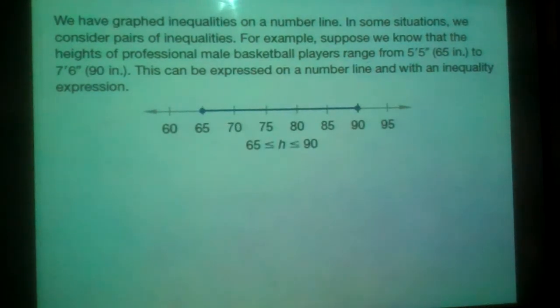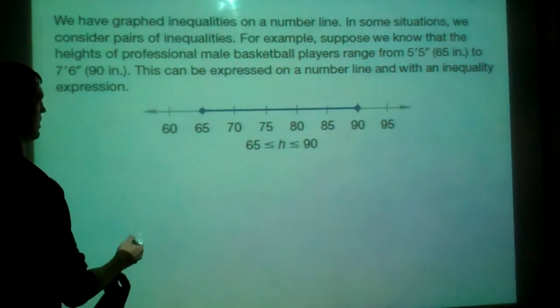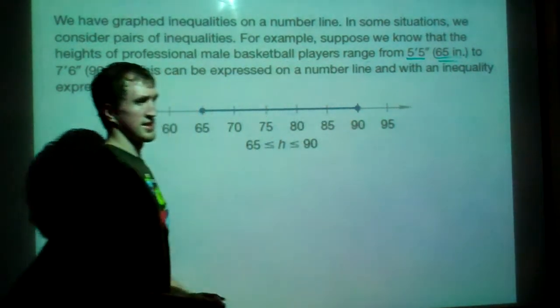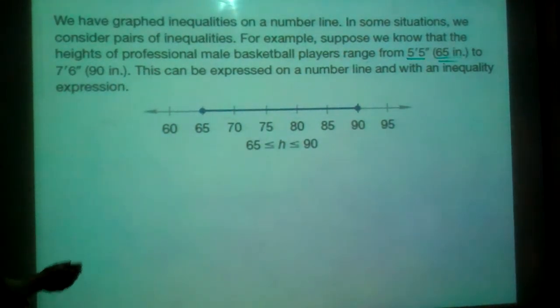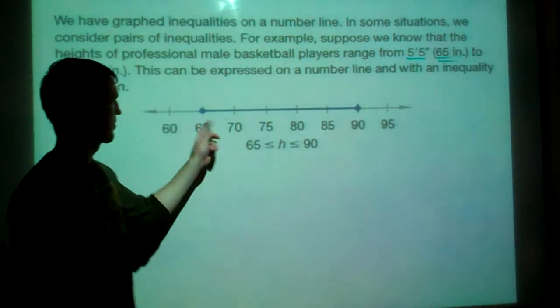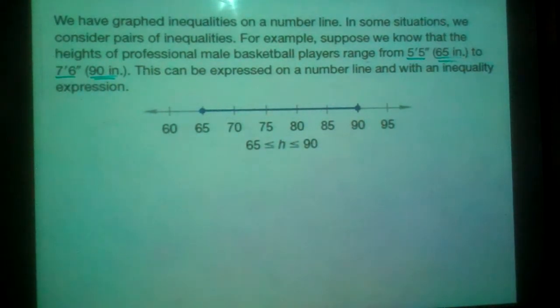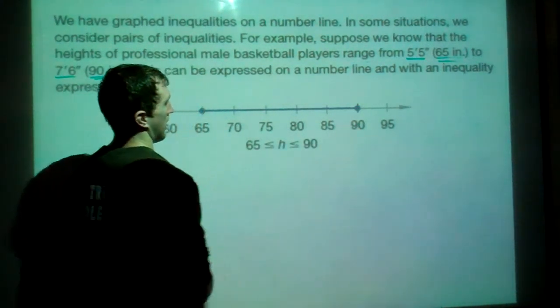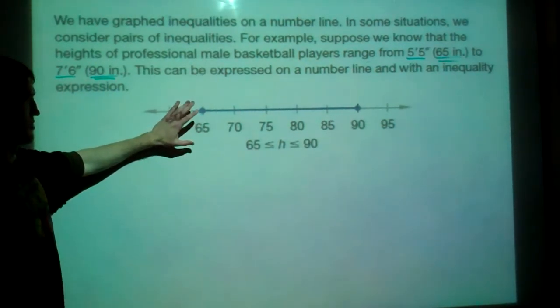And that happens to look like this. Alright, they decided to put everything in inches. So we see our 5'5" is 65 inches, and then our 7'6" is 90 inches. So all of these are in inches here. And we know that the tallest person in professional basketball, and this is probably a little dated by now, but the tallest person is 90 inches, so that's where we stopped here. And the shortest person is 65 inches.